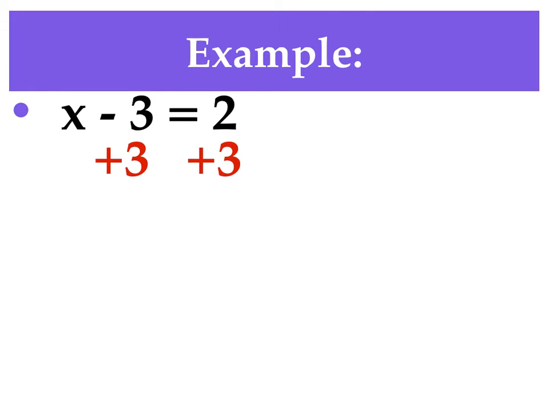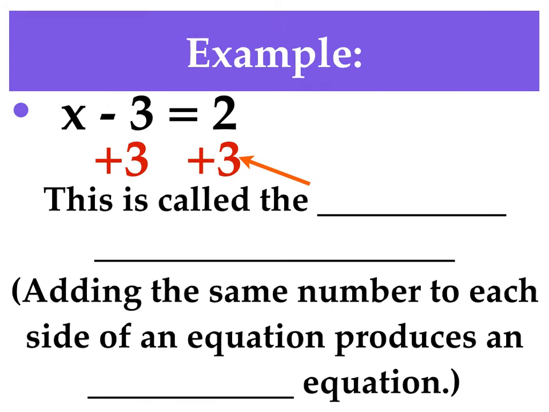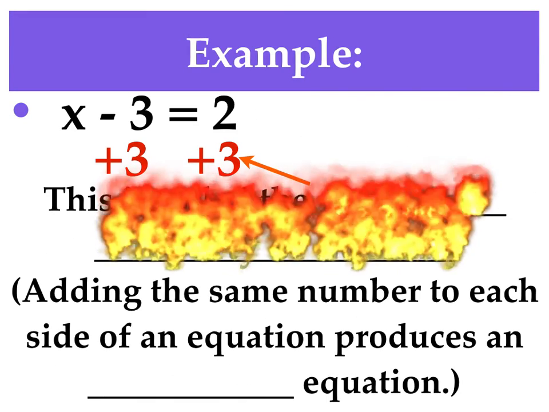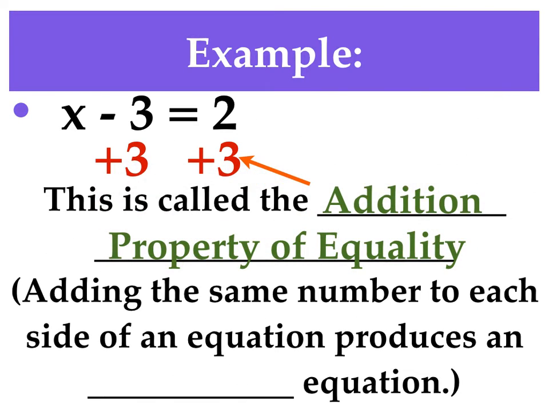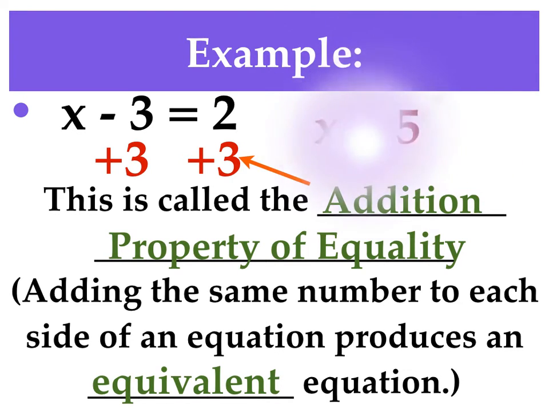When I add 3 to both sides of an equation, this is actually going to be called the addition property of equality. Adding the same number to each side of an equation produces an equivalent equation. So that's what I was saying, whatever you do to one side, you have to do to the other to keep the two sides equal. When we add 3 to both sides, negative 3 plus 3 would cancel out, and we're going to be left with x equals 2 plus 3, which is 5.